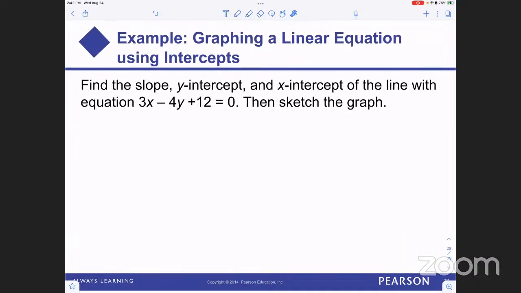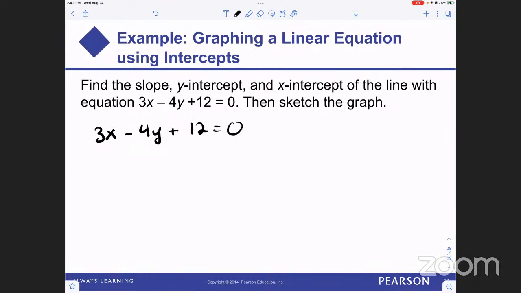Find the slope, y-intercept, and x-intercept of the line with this equation, then sketch the graph. For me, the simplest way to achieve all of those goals is to solve for y. So let me start by getting a copy of the original. This will be our last example for the day. We're starting at 3x minus 4y plus 12 equal to 0.